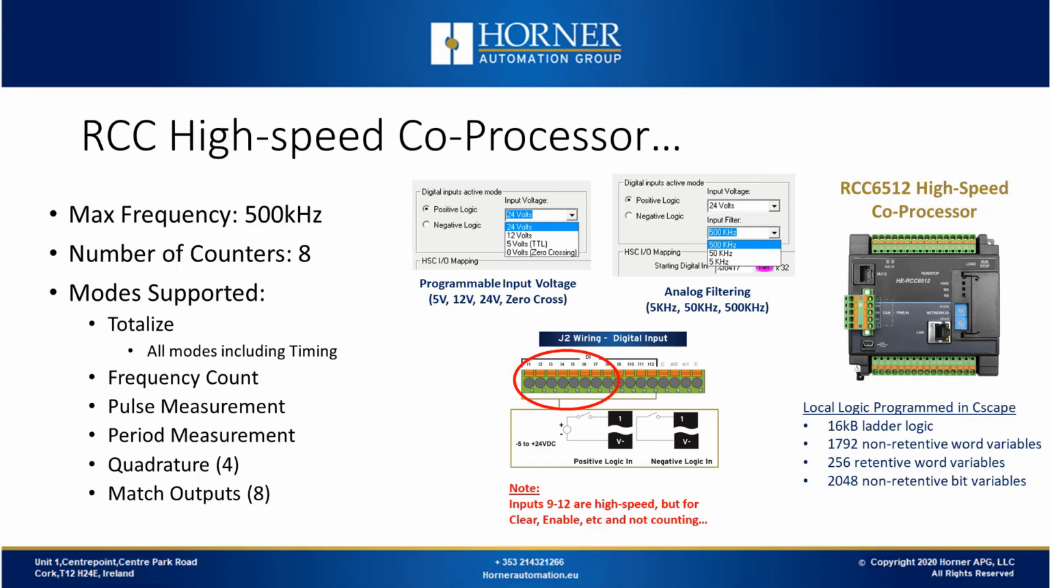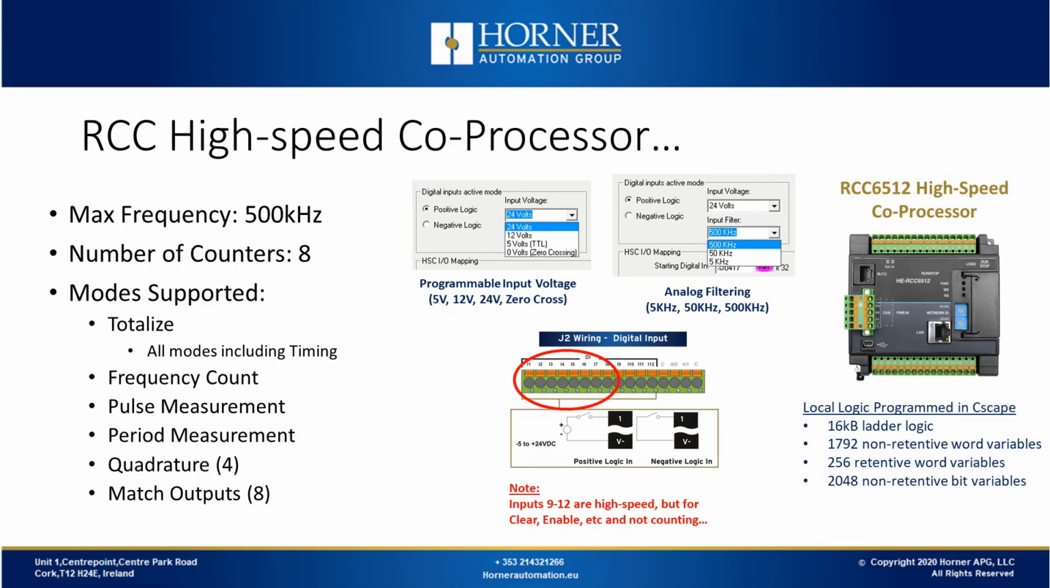We have 12 physical digital inputs and 8 physical digital outputs that are wired to our gate array. We support maximum frequencies up to 500 kHz and up to 8 accumulators. We support all the totalizing modes: frequency counting, pulse measurement, period measurement, and quadrature. We support 4 quadrature channels, and you can mix and match between quadrature and totalizing.